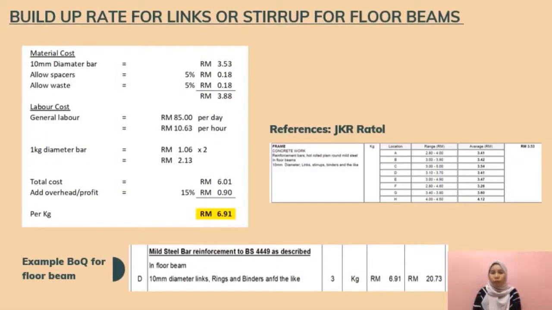Okay, for the stirrup in the floor beam, the BQ rate is basically the same as the ground beam, but the difference is the price of the reinforcement stirrup, which for floor beam, the price that we get from the JKR rates online is RM3.53. So the total rate per kg for stirrup in floor beam is RM6.91. And for the BQ, this is the example of BQ, and the quantity we get from the measurement, let's say it's 3, and the total cost for stirrup is equal to RM20.73 for stirrup in floor beam.